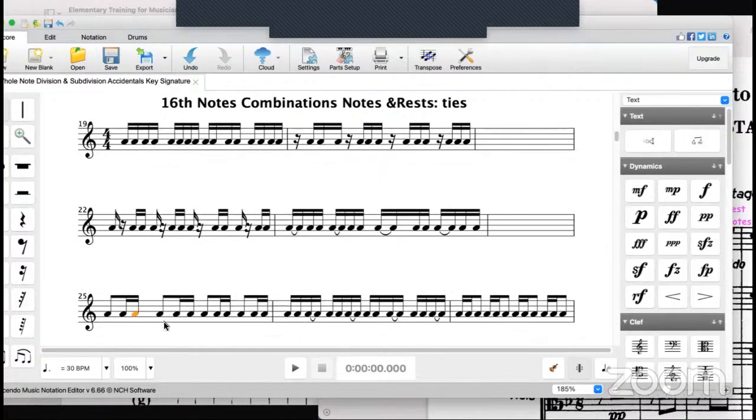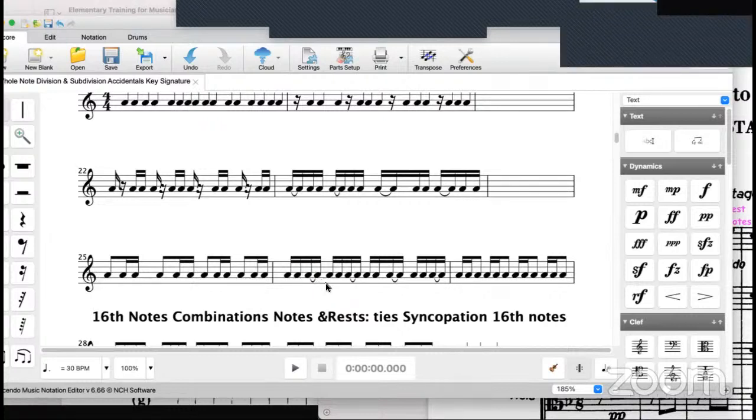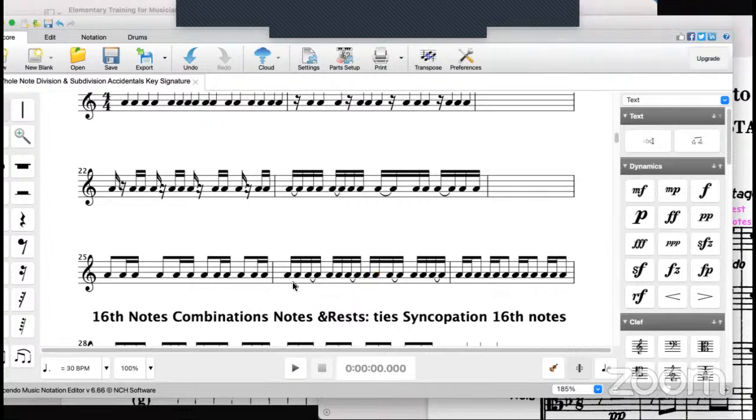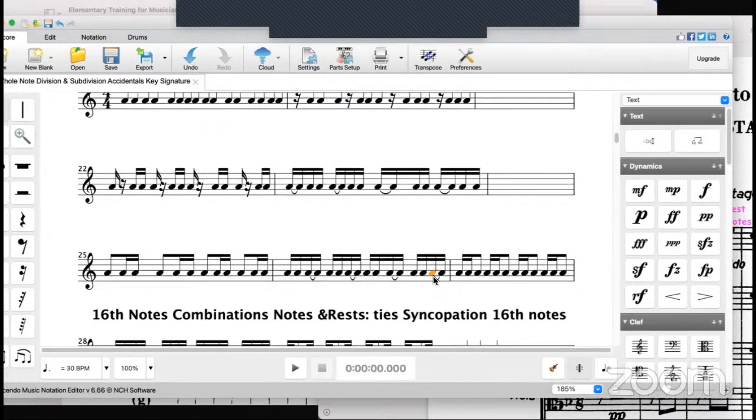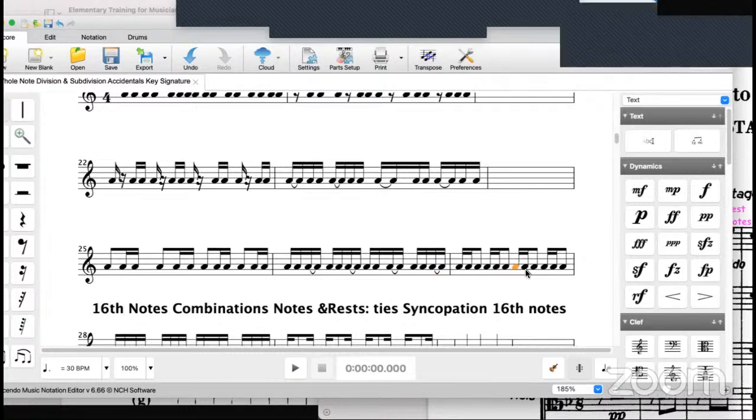Ta ta ta ta ta ta ta. The next tie is adding to the duration of the previous note. The previous note here is the 16th note. So ta ta ta ta ta. Instead of singing ta ta ta ta, you're going to tie. So ta ta ta ta ta ta. So now I'm going to write the abbreviation so that this two 16th notes is equal to one eighth note. So ta ta ta ta ta ta.